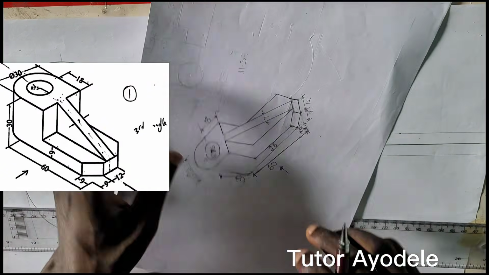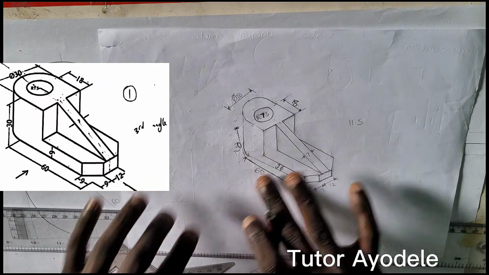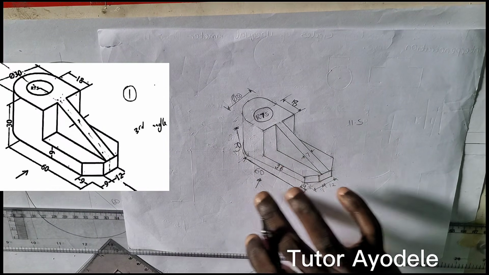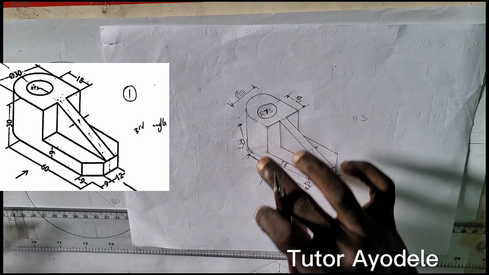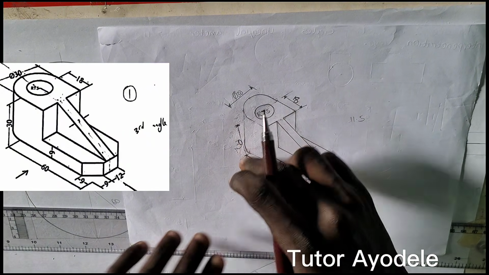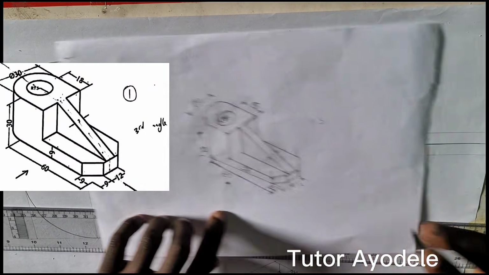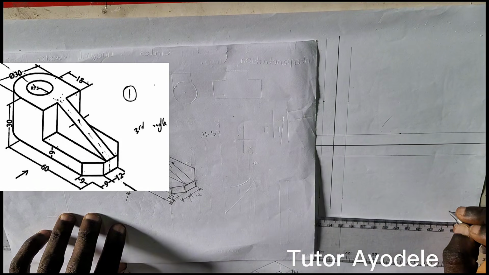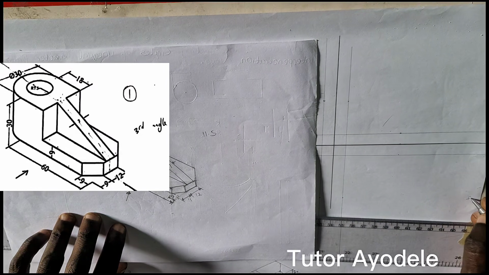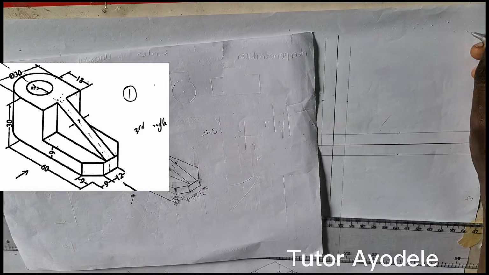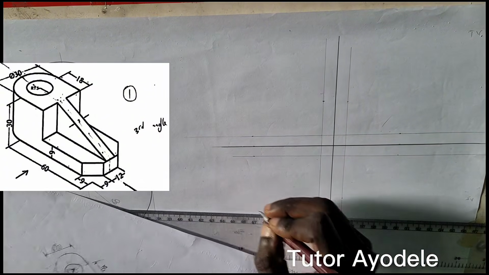Our front view is where the arrow is pointing at. That will be our front view, where the arrow is pointing. So the arrow is pointing at this point, so this will be our front view. Then if I turn to the other side, this will be our side view. Then this will be our top view. So our front view will be here. Okay, so this is top view, and this is side view.